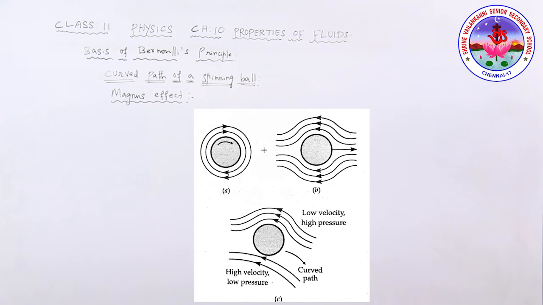Due to the difference of pressure on the two sides of the ball, the ball curves downwards in the direction of spin. In this way, when the ball is thrown and given a spin, the path of the ball is curved more than in the usual motion of a free ball. So this is the reason behind the curved path of a spinning ball.